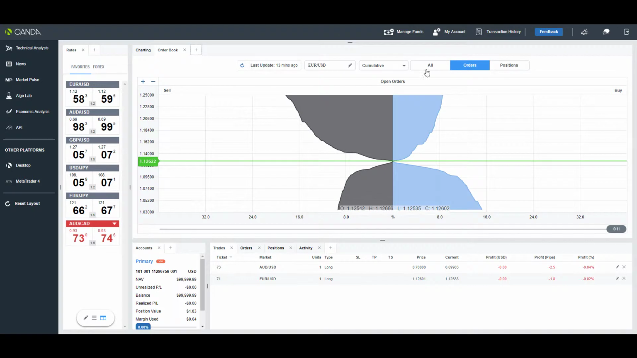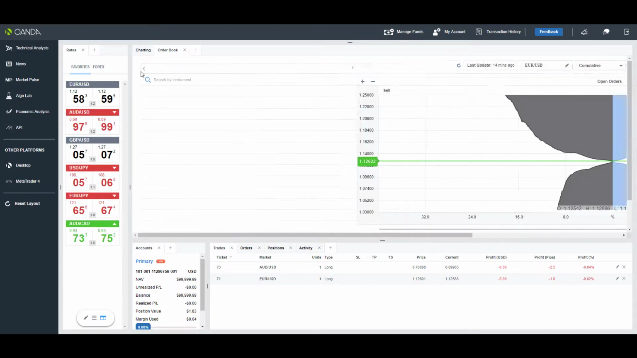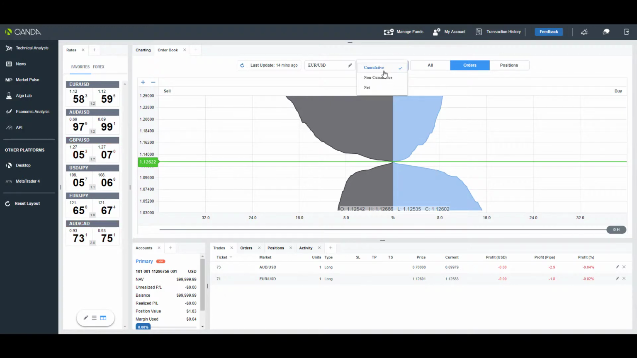Now, this does take a second to load, and once you're in, you'll notice you'll see a graph. You'll see it's updated 13 minutes ago, or whatever the case may be for you. If at any time, you can update it there. You'll have your currency here, or your Forex pair. You'll have cumulative, non-cumulative, or a net of the order book, and then you can filter based off of orders, positions, or both.